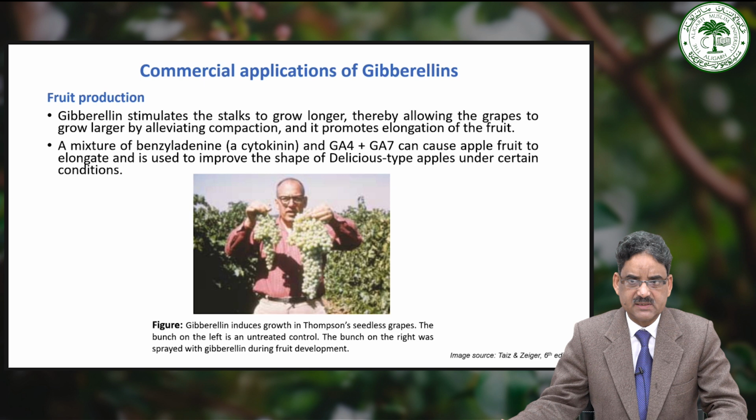A combination of benzyladenine, a cytokinin, along with GA4 and GA7 gibberellin has been found to induce the elongation of apple fruits. This mixture is specifically used to enhance the shape of delicious type apples under certain conditions. The cytokinin and gibberellin combination promotes cell division and elongation, contributing to the desired elongated and well-formed appearance of the apple.